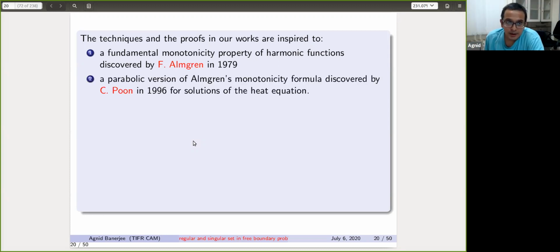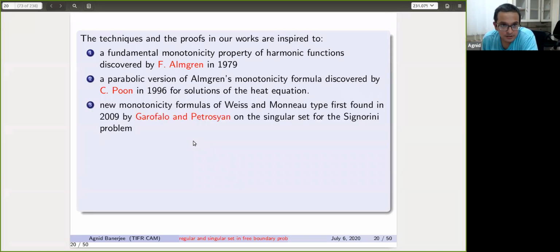And then there is a parabolic version of Almgren's monotonicity formula that came up in the work of Poon in 1996 for solutions of the heat equation. And this quantity also captures similar information. If you again write down the Taylor expansion for a caloric function, then the first degree of the non-zero caloric polynomial is what is captured by this parabolic version of Almgren's quantity as R goes to 0.